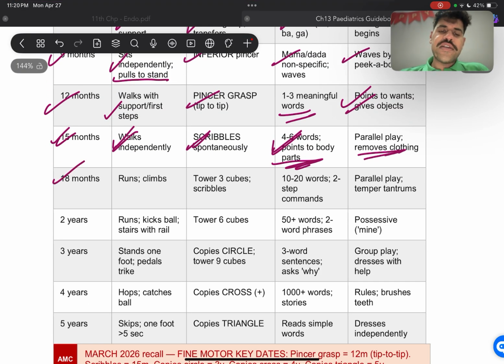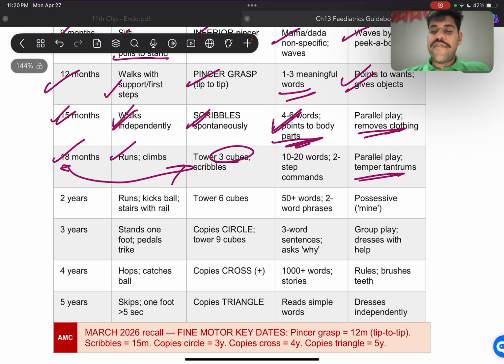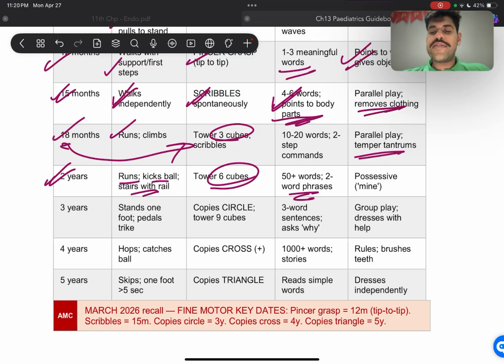At 18 months, they can run or climb. They can tower 6 cubes. So remember, 18 months is going to be 3 cubes, not 6. They can tower 3 cubes and they can scribble and parallel play, and again they will have temper tantrums. At 2 years, they can tower 6 cubes. They run and kick a ball, and they can climb stairs with rails, and have 50 plus words and 2-word phrases, and they have a possessiveness about them now.